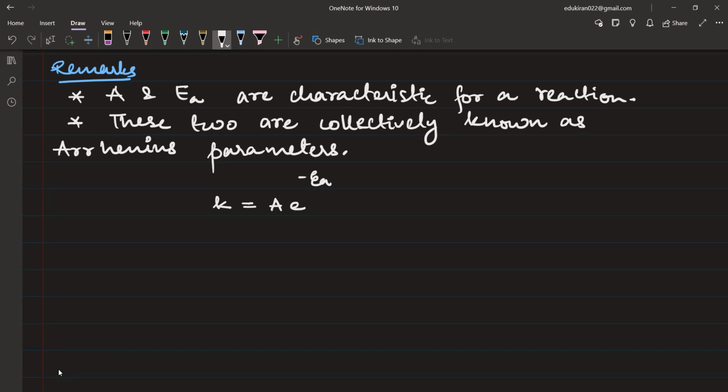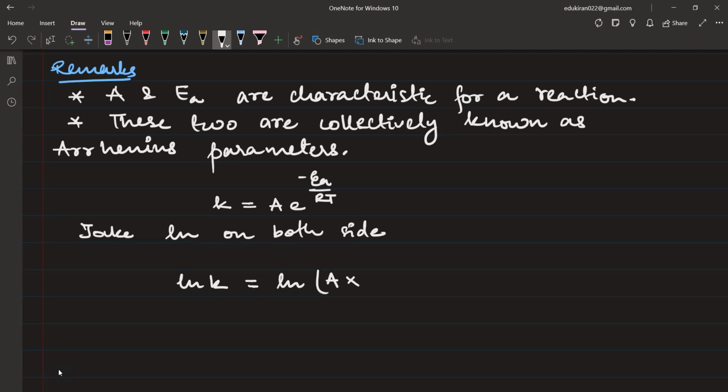e to the power minus Ea upon RT. Now I will take log on both sides. Here we can never take log base 10; we only have to take the ln. Take ln on both sides. Natural log has a base of e. So you'll get ln k equal to ln of A into e to the power minus Ea by RT.